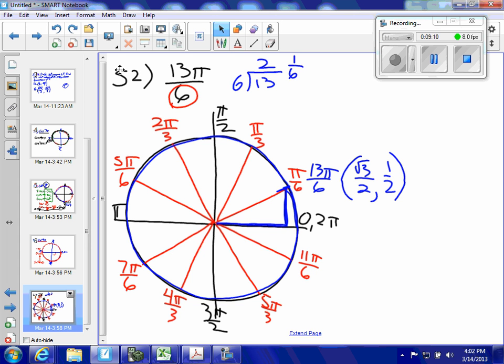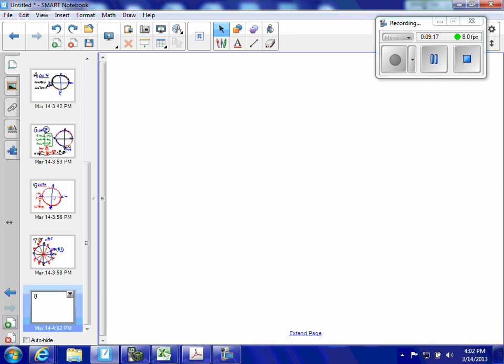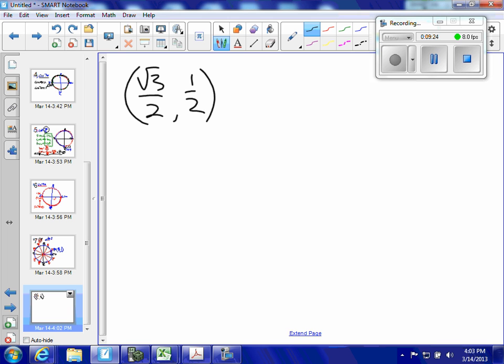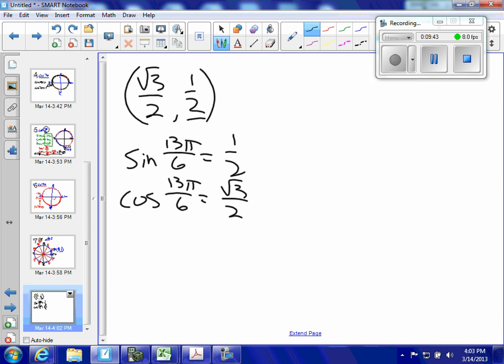So let's get the 6 trigonometric functions. If I know that my points are radical 3 over 2 and 1/2, so I have radical 3 over 2 and 1/2. Those are my coordinate points. So sine 13 pi over 6 is equal to 1/2, just my y value right there. Cosine 13 pi over 6 is radical 3 over 2.